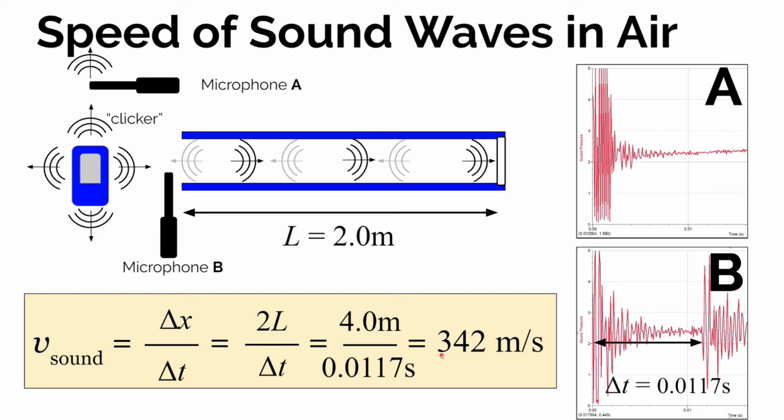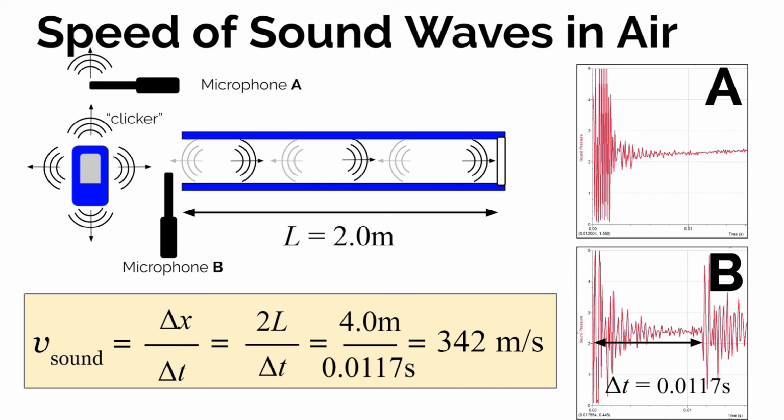Right? That seems really fast, but think about it. That sound traveled 4 meters, and it did it in about 100th of a second. Well, a little bit more than 100th of a second. And so it's traveling really fast, like 4 meters in 100th of a second, approximately. Turns out, here's our experimentally measured value for the speed of sound.